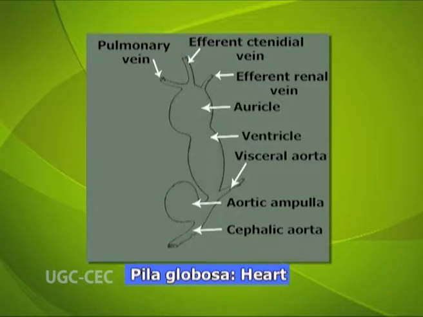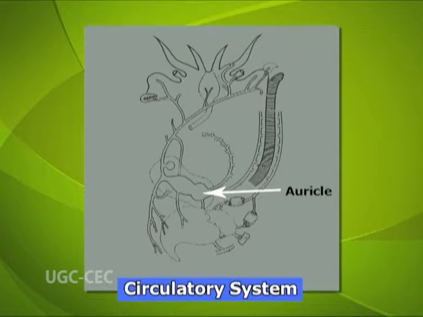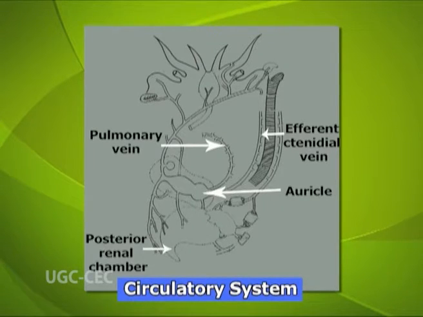Ventricle is thick-walled, spongy and muscular, situated just below the auricle in the same vertical axis. The auricle receives oxygenated blood from the ctenidium and the pulmonary sac through the efferent ctenidial vein and the pulmonary vein. It also receives blood from the posterior renal chamber by efferent renal vein.